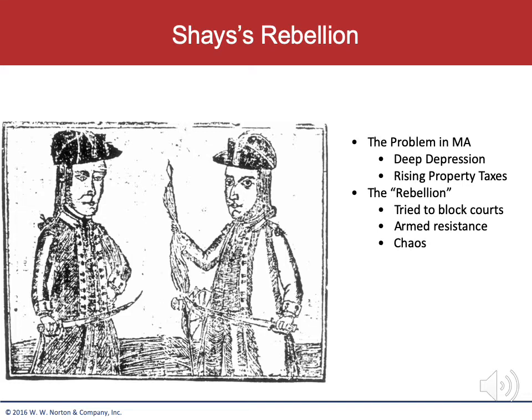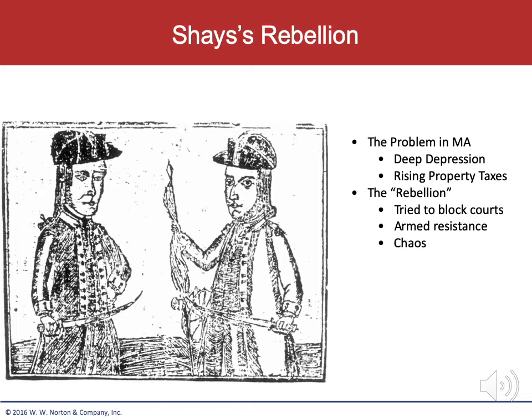So the armed resistance was literally an army surrounding courthouses to prevent these foreclosure trials from actually taking place. And the result was chaos. Now, if you can remember back when I discussed Enlightenment thinking, this is the worst possible world in Enlightenment thinking, right?